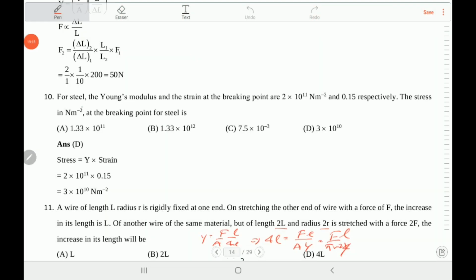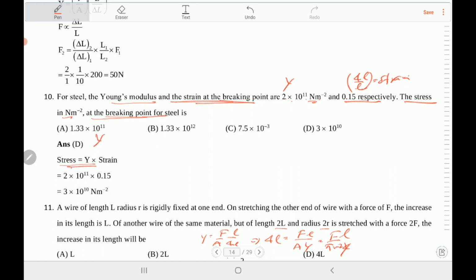So another one, for a steel, the Young's modulus and strain at breaking point are 2 10 power 11 Newton per meter square and 0.15 respectively. So what is this 2 10 power 11 Newton per meter square? That is Young's modulus, and the strain at breaking point is when the string breaks. What is strain? Delta L by L. He has given that value. That is strain actually.